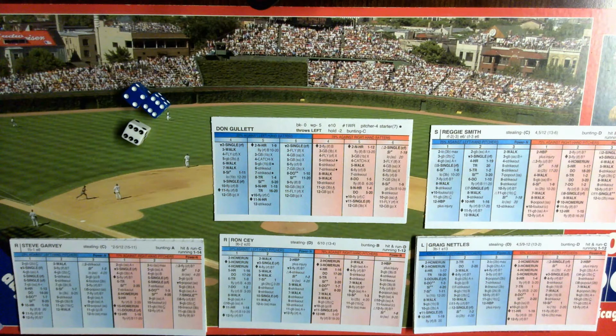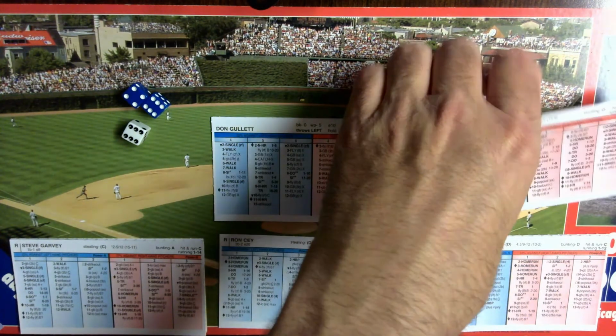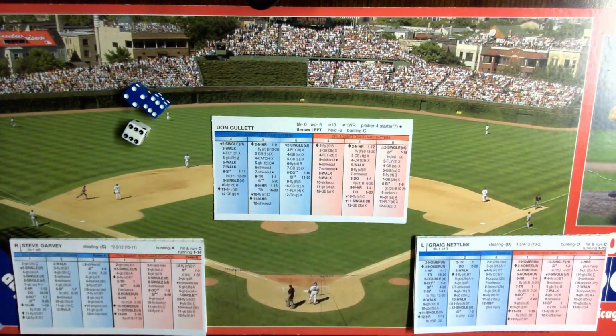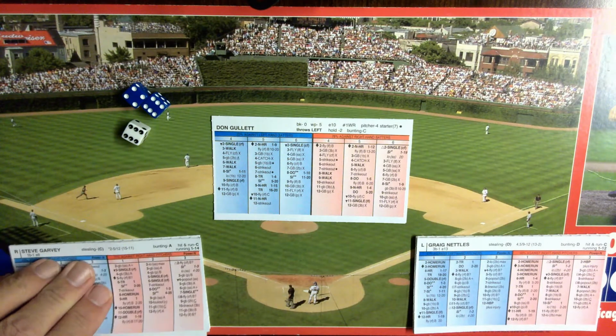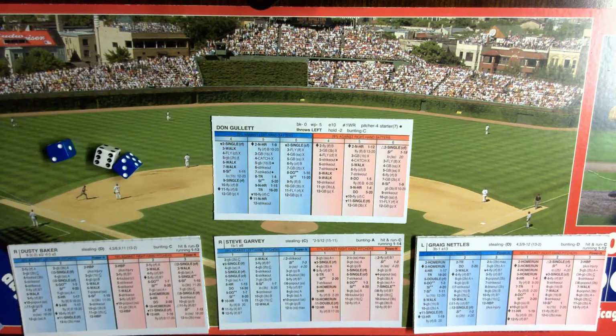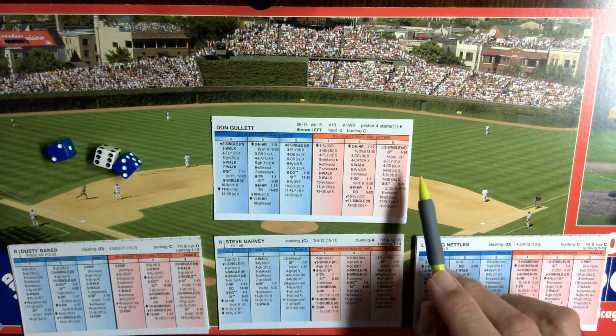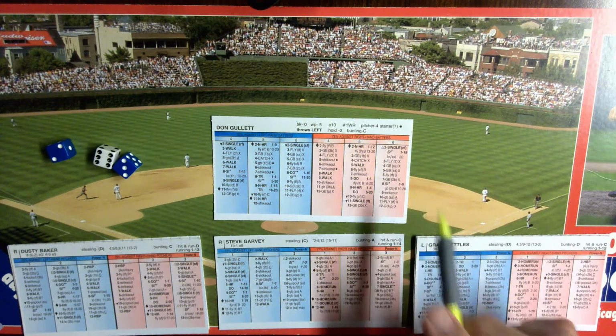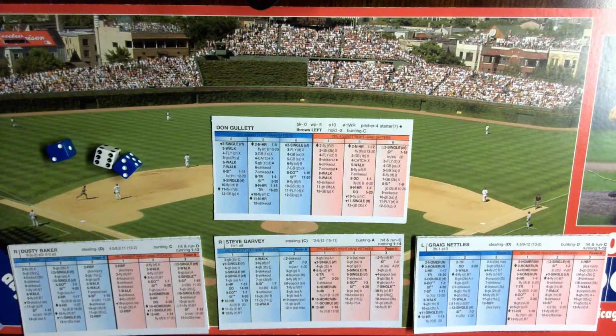So Smith is retired and Cey is as well. So 2 down just like that to the first baseman Steve Garvey. That is a 6 and a 5. 6 and a 5 is a ground ball, shortstop X. Shortstop is Bucky Dent. Dent is a 2 and a 20.